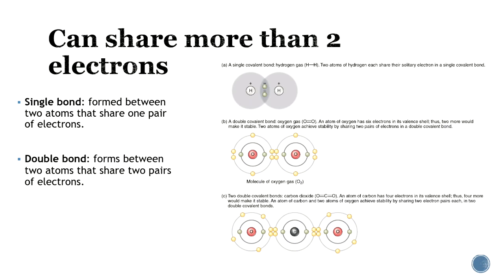Now with these covalent bonds, they can share two electrons. They can share double bonds. There's also triple bonds. I just want you to know that the number of electrons that they share can vary.